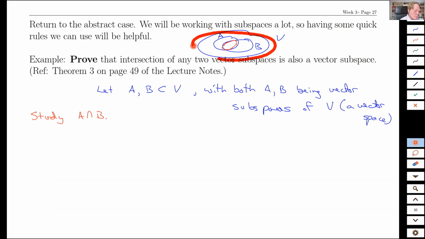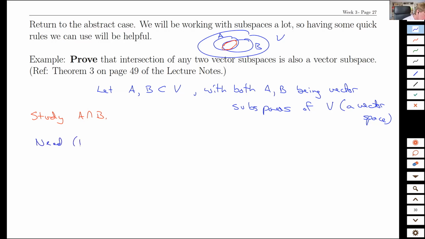Keep in mind, though, the power of math is generality. We're not saying this is R, Rn, R2, function spaces, doesn't matter. Anytime I have two sets that define vector subspaces, the intersection of them is also going to be a vector subspace, no matter what domain we're talking about. So let's dive into this. And of course, it's going to be the same three stages. We're going to prove all three properties.